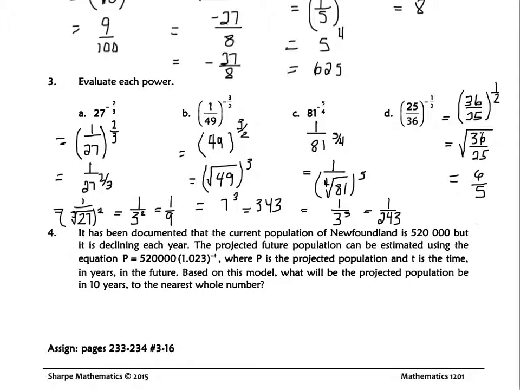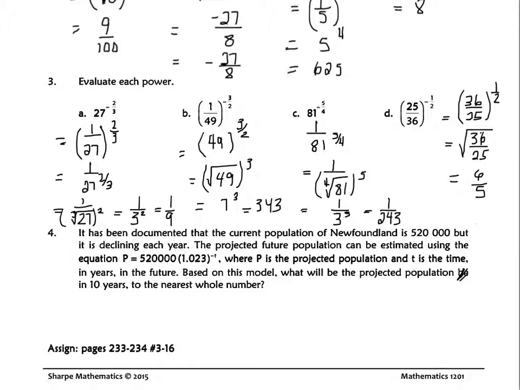Okay, question number 4, it says it's been documented that the current population of Newfoundland is 520,000, but it is declining each year. The projected future population can be estimated using the equation P equals 520,000 times 1.023 to the power of negative t, where P is the projected population and t is time in years in the future. Based on this model, what will be the projected population in 10 years to the nearest whole number?